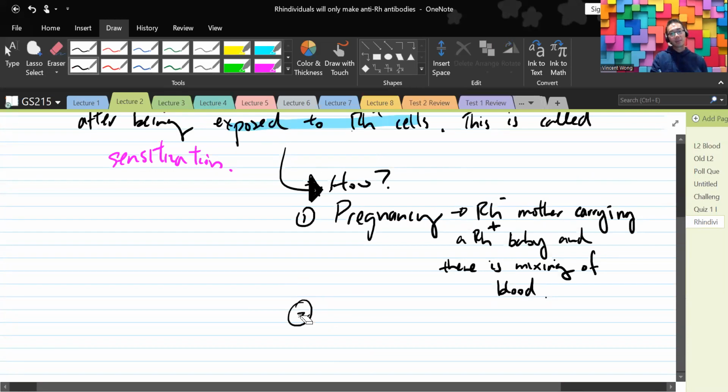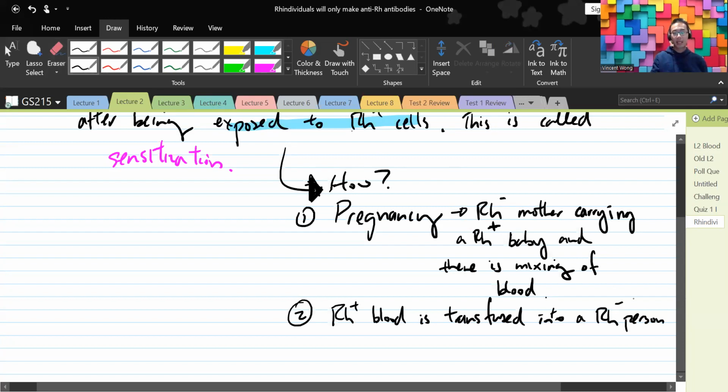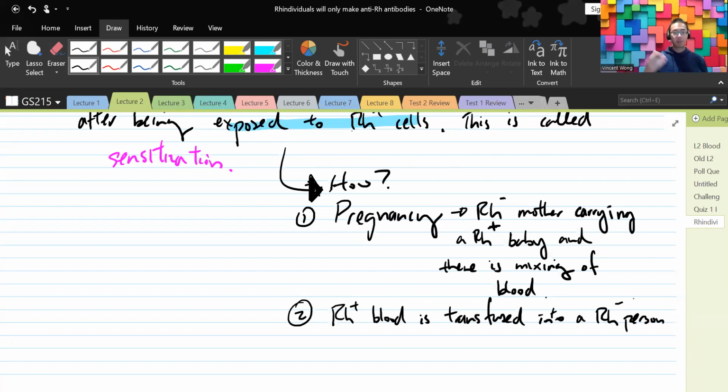All right, what's another way to get sensitized? That's right, transfusion. Rh positive blood is transfused into an Rh negative person. Maybe it was done as a mistake. Maybe they had no choice. The person is dying, bleeding out, and we only have positive blood. We know they had not been previously sensitized. Go ahead with the transfusion, and it would save them one time.